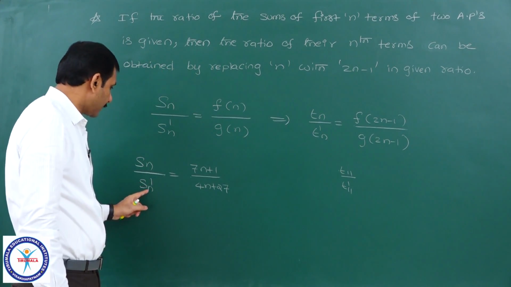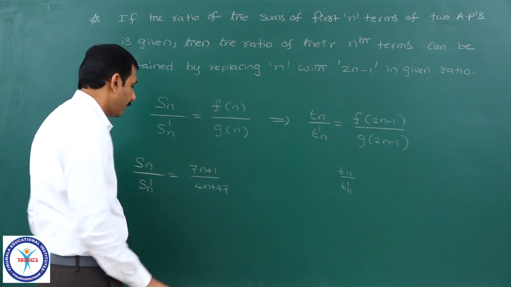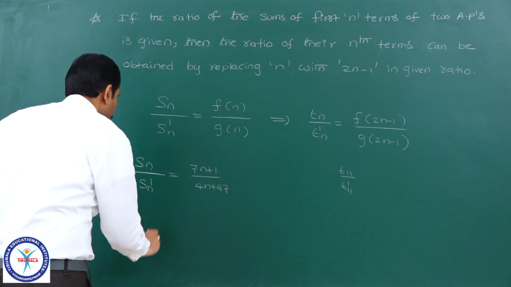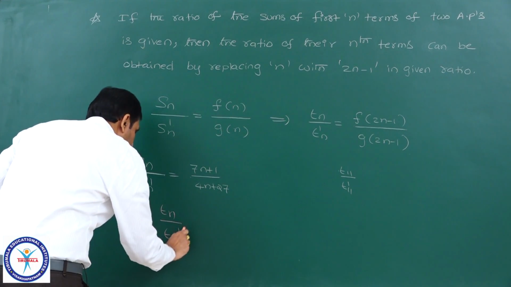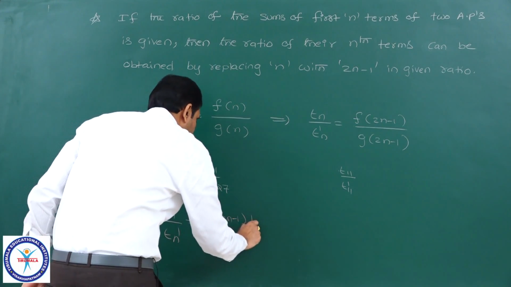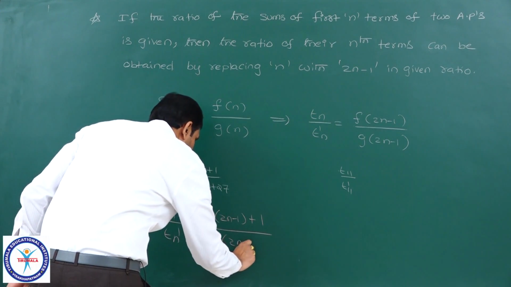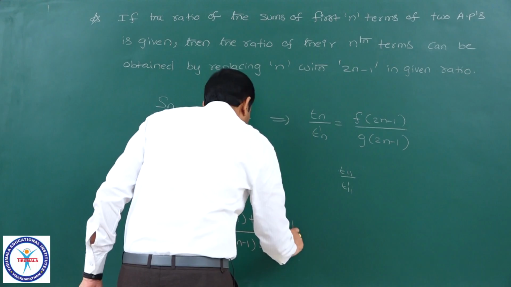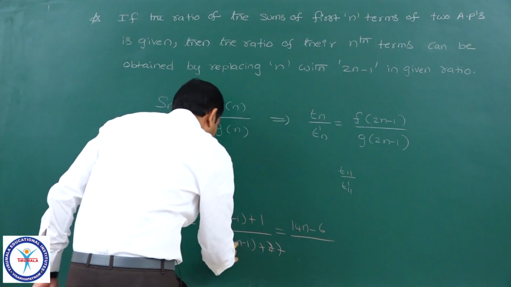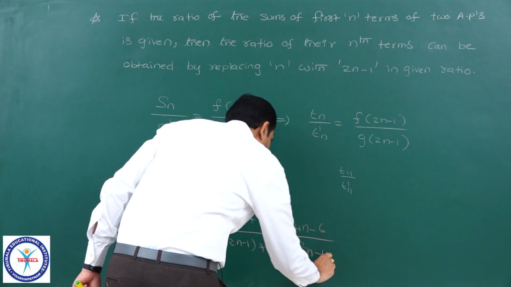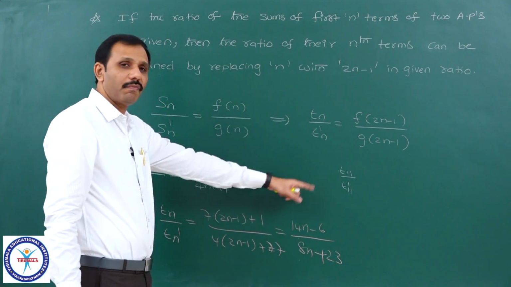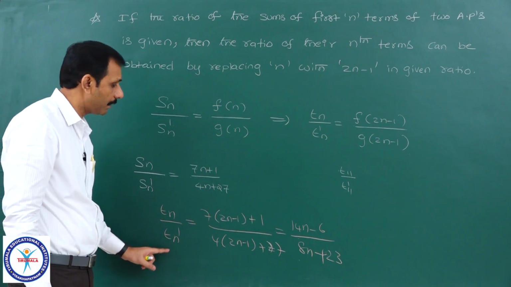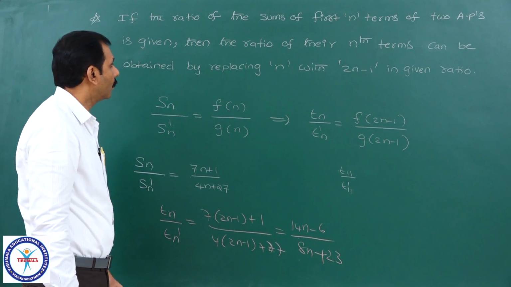In the previous problem, given Sn by Sn prime equal to 7n plus 1 by 4n plus 27, to get the nth terms ratio, just replace n by 2n minus 1. Therefore, Tn by Tn prime is equal to 7 into (2n minus 1) plus 1 by 4 into (2n minus 1) plus 27. It is equal to 14n minus 6 by 8n plus 23. Now if you take n equal to 11, you will get T11 by T11 prime, which we have already seen. Hope you understood this one.